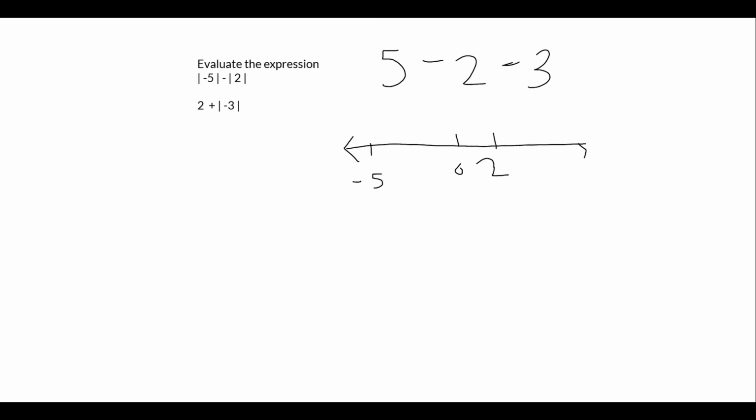Okay, let's move on to the next one. We have 2 plus the absolute value of -3. Now if you notice, around 2 there is no absolute value symbol, so that is just a straight up 2. So we can write 2 plus the absolute value of -3. And that is, as we've been learning, 3. So 2 plus 3 equals 5. And that's how you evaluate that one.